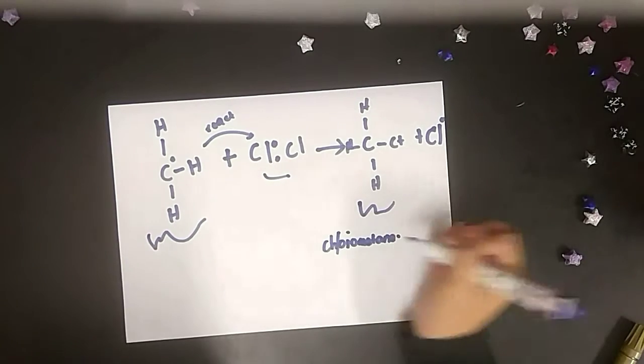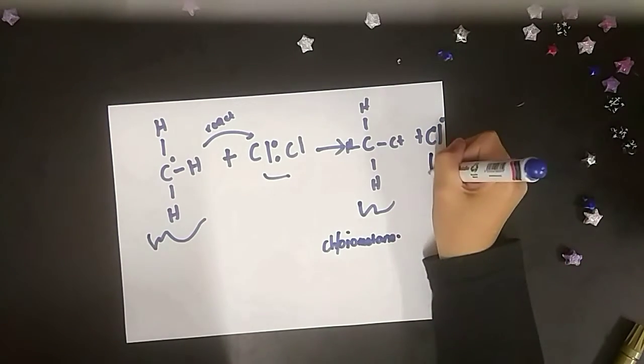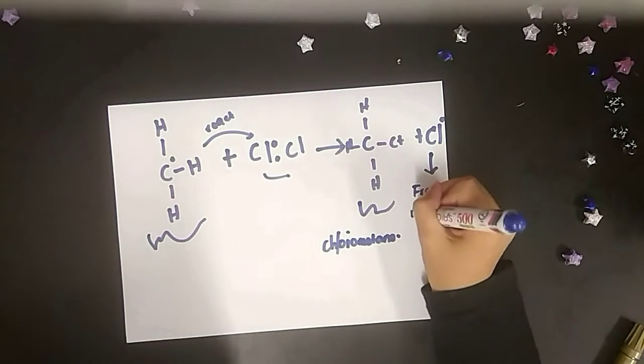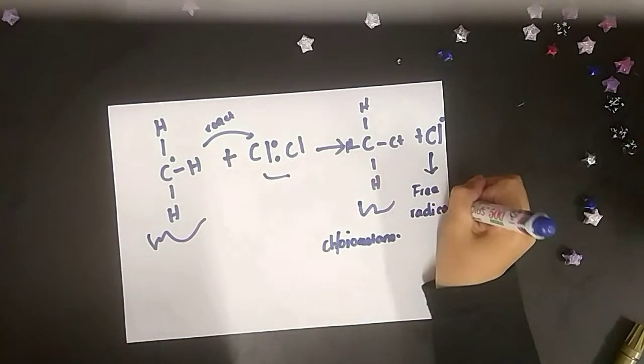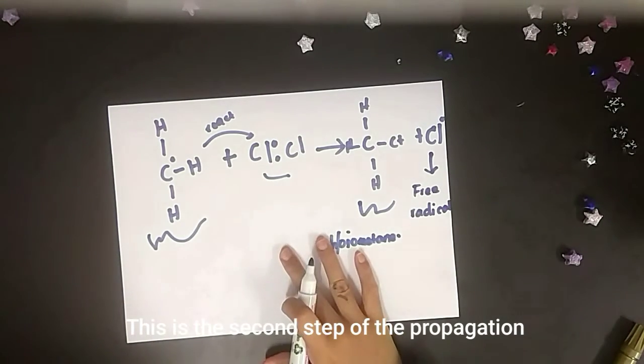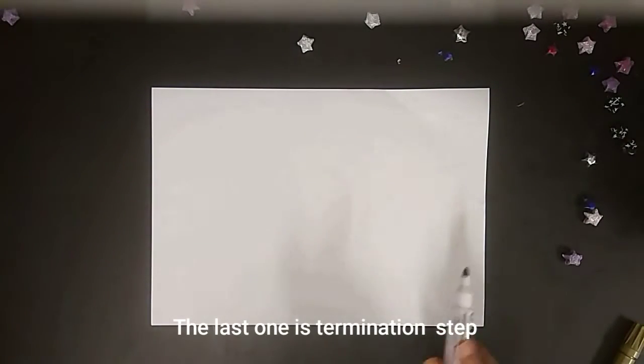Chloromethane, and this is chlorine free radicals. This is free radicals. So this is the second step of the propagation. The last one is the termination step.